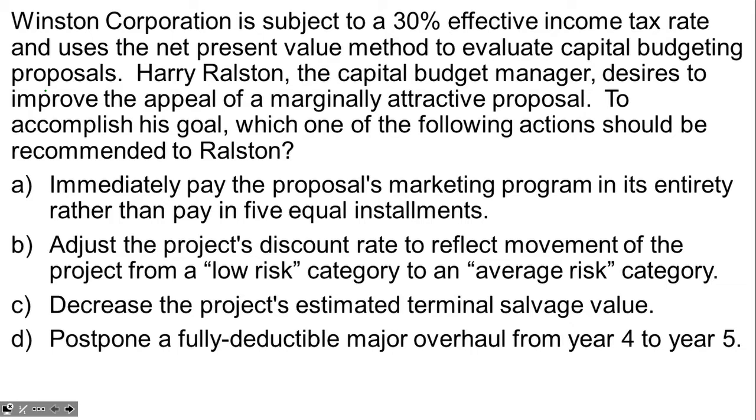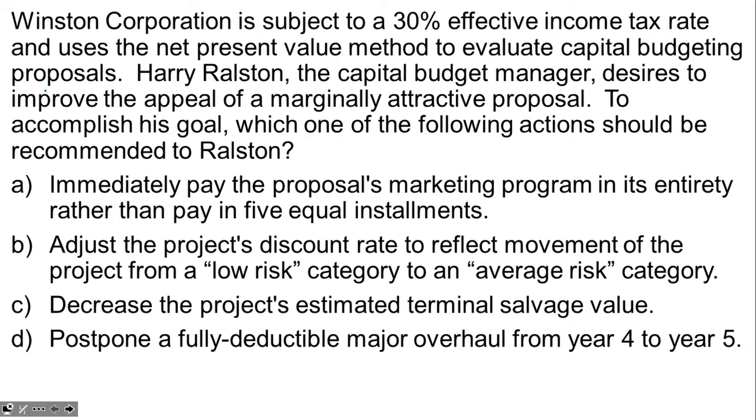Harry Ralston, the capital budget manager, desires to improve the appeal of a marginally attractive proposal. To accomplish his goal, which one of the following actions should be recommended to Ralston? So what he's trying to do is make the net present value bigger. Make that project that just has a barely positive net present value into a more positive net present value, so it's not marginally attractive but actually attractive. So he's trying to increase the net present value of the project.